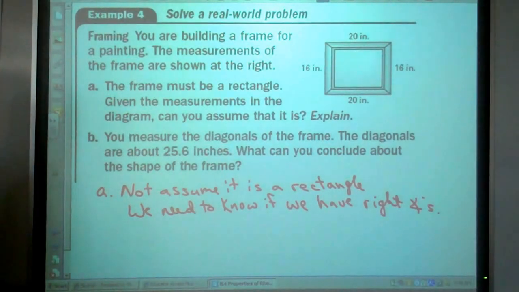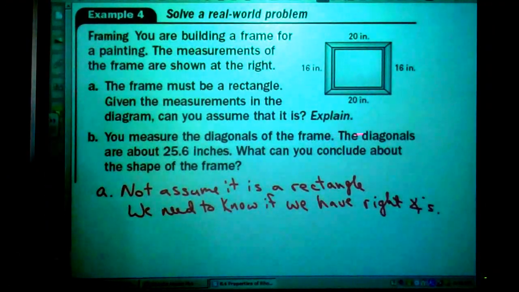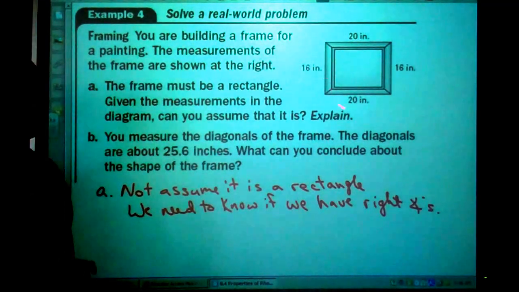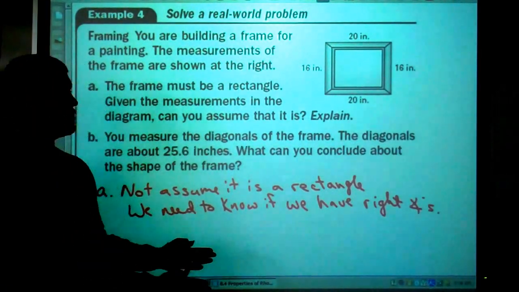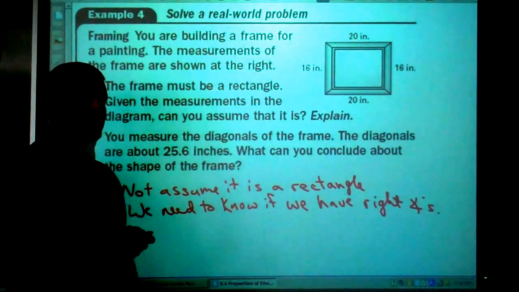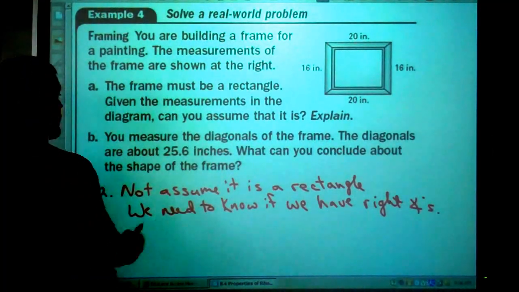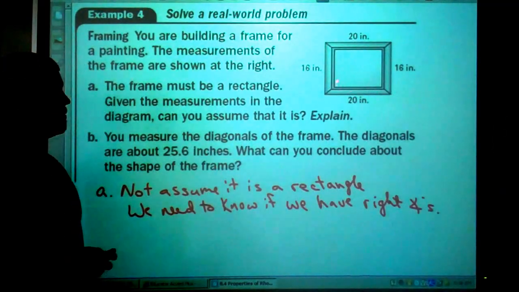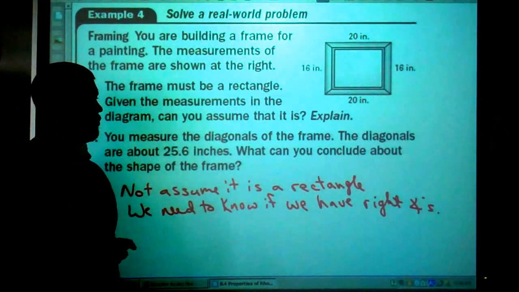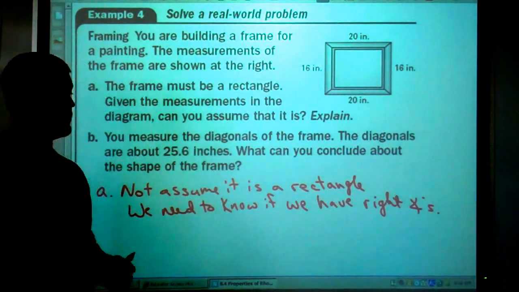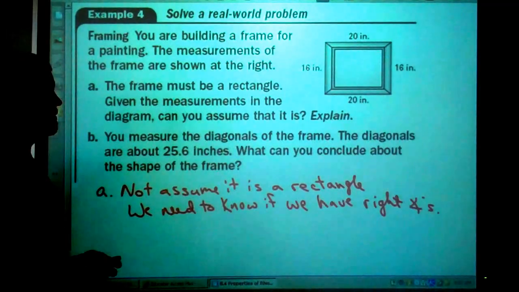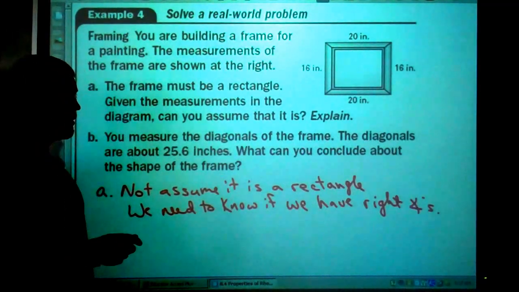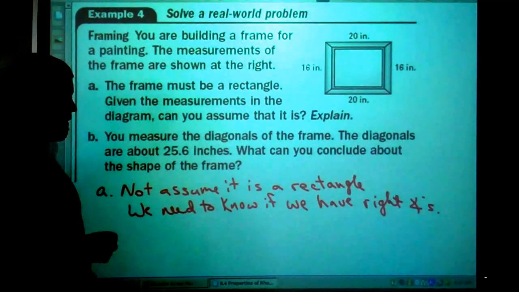Okay? Now part B, you measure the diagonals of the frame. The diagonals are about 25.6 inches. What can you conclude about the shape of the frame? And I always share this, when the framers were building the walls of my house, I personally saw them doing this, right here, part B, to make certain that the walls were square. That's the term that builders use, that the walls are square. Just to make sure that you have rectangles or squares, obviously in some cases, but what they're looking for is, do they have 90-degree angles? And this is what they do.